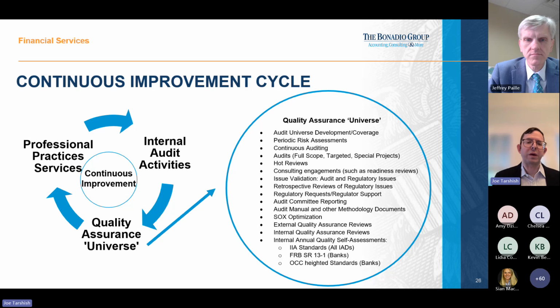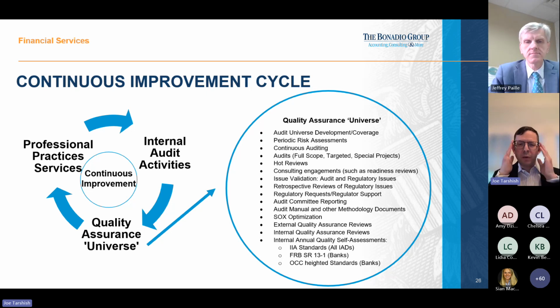Okay, now we'll look at the next aspect, which is quality assurance. And here, we'll talk a lot about internal quality reviews, and the external quality reviews take a look at this as well on a periodic basis. So within the quality assurance or QA universe, we have many of the same aspects that we covered under internal audit activities. It is reviewing the work of audit. So I'm not going to read all of these. We've looked at these, but a few things worth pointing out.